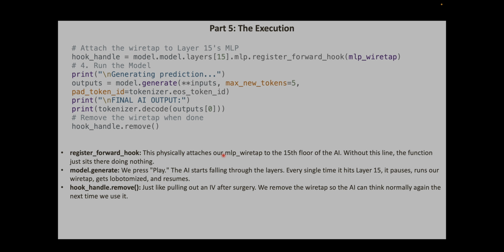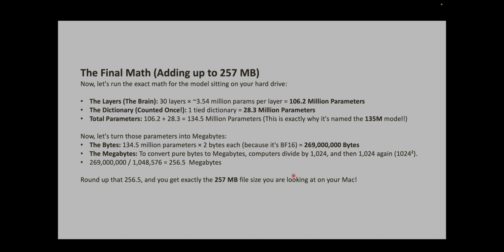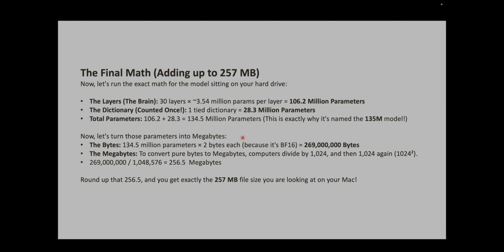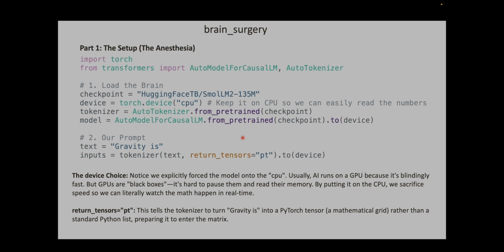This physically attaches our MLP wiretap to the 15th floor of the AI. Without this line, the function just sits and does nothing. model.generate will press play and the AI starts falling through the layers. Consider that vertical graph again: your input is sitting on top and it is falling through the layers one by one. Then at layer 15, I basically tapped into it using this PyTorch hook.